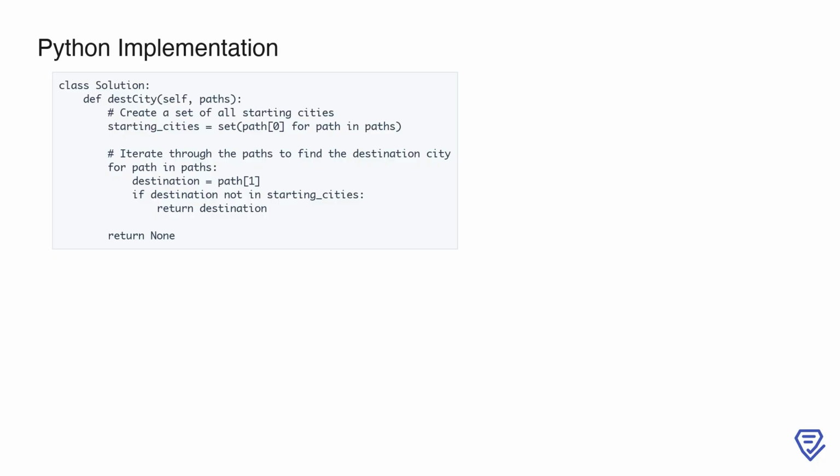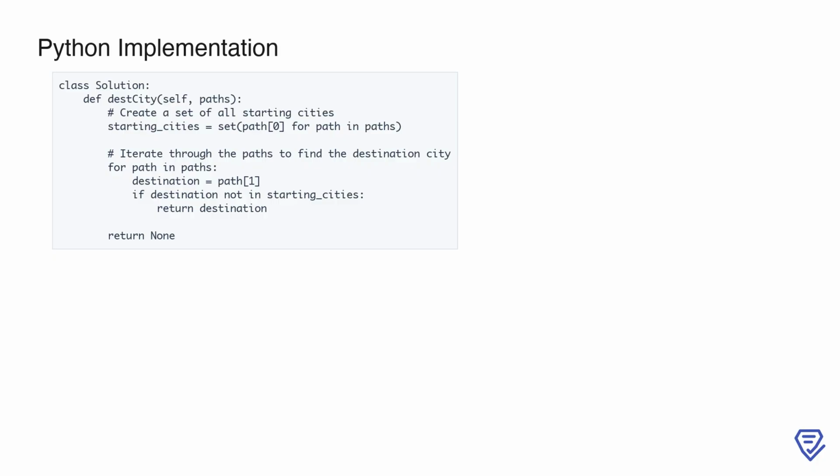Complexity per lookup. Step 2. Identify the destination city. Next, we loop through all paths to inspect their destination city, B. For each destination, we check if it exists in the starting_city set. If the destination does not appear in the set, it means that city is the final destination, and we return it immediately. Step 3. Edge cases.